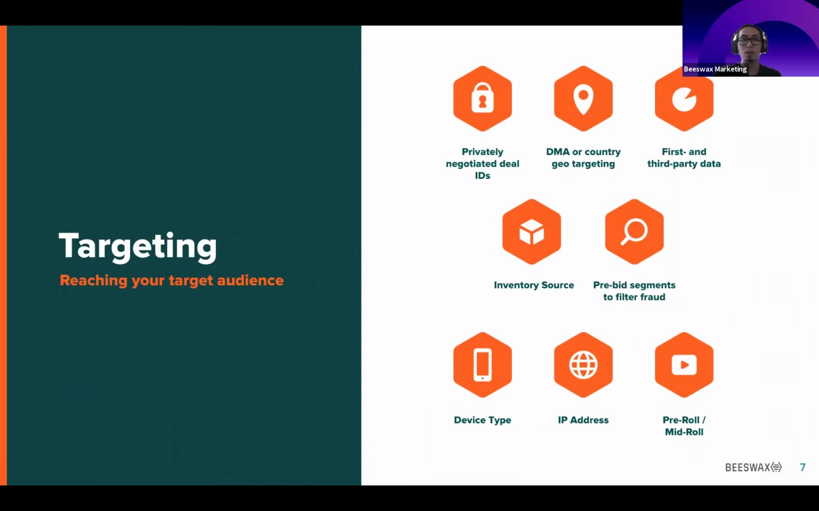In addition, you can still, of course, target by inventory source. You can create your allow lists or block lists and choose which apps you want to target on. But something I do want to take a little bit of a moment to talk about are the pre-bid segments. Pre-bid segments help filter fraud and invalid traffic.